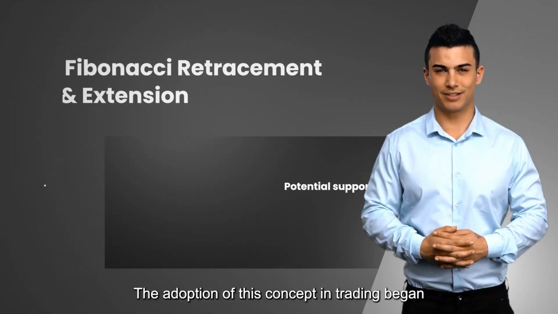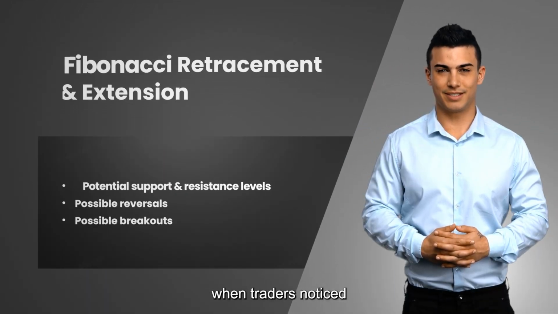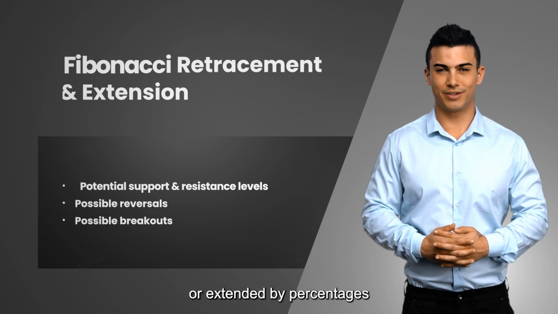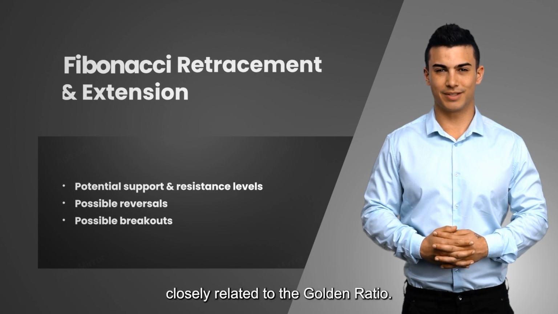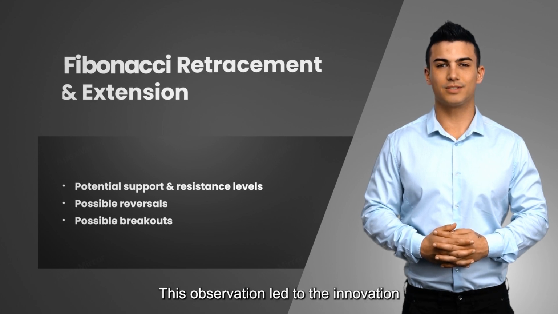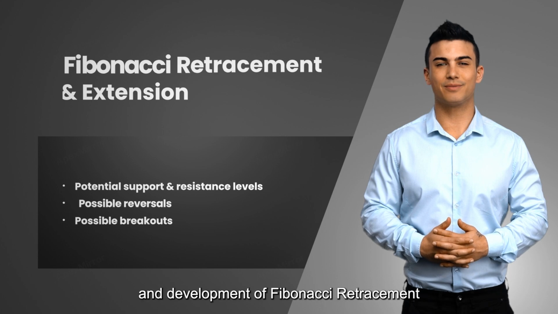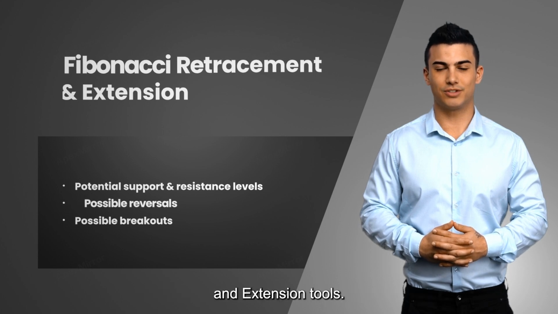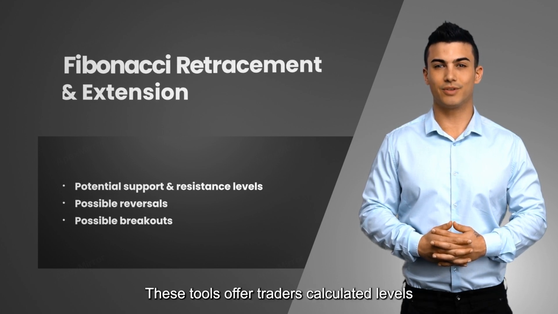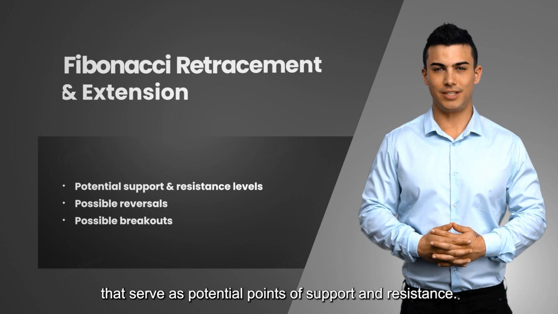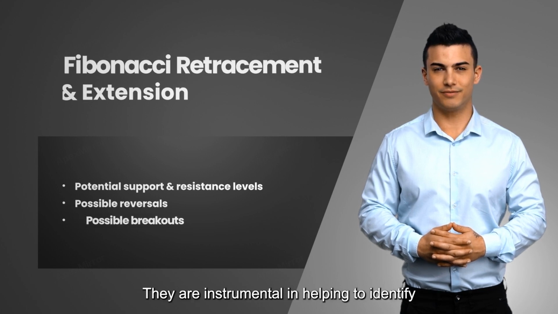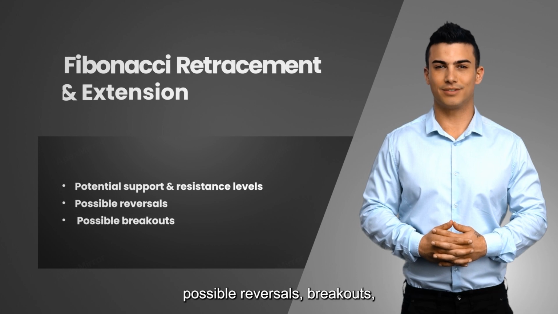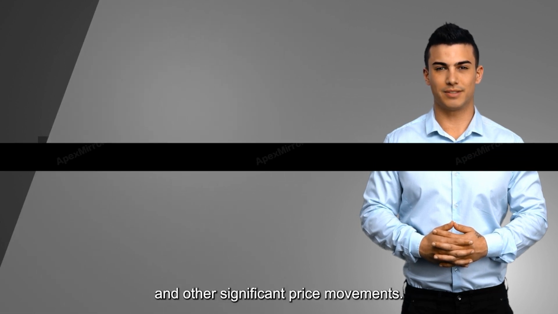The adoption of this concept in trading began when traders noticed that asset prices often retraced or extended by percentages closely related to the golden ratio. This observation led to the innovation and development of Fibonacci retracement and extension tools. These tools offer traders calculated levels that serve as potential points of support and resistance. They are instrumental in helping to identify possible reversals, breakouts, and other significant price movements.